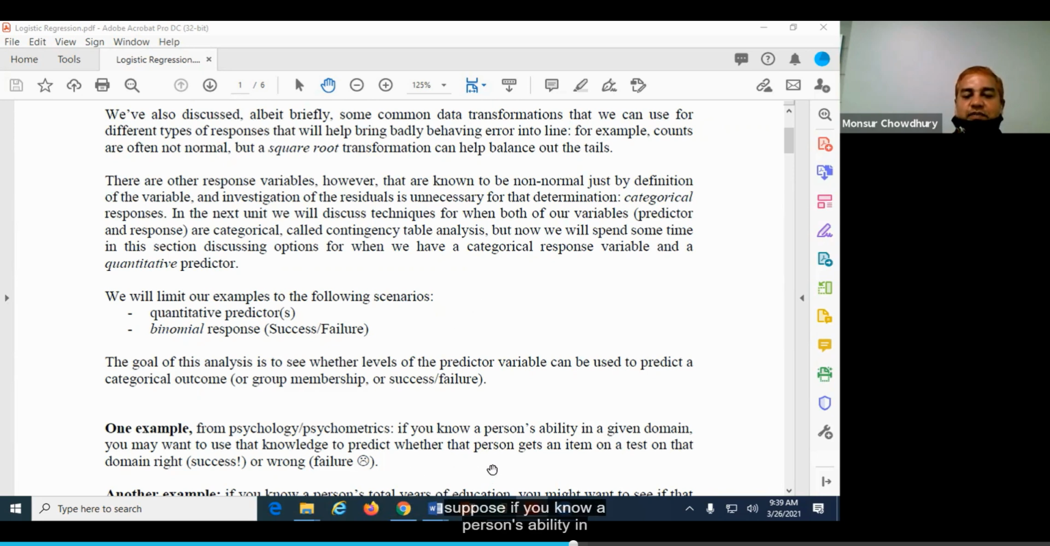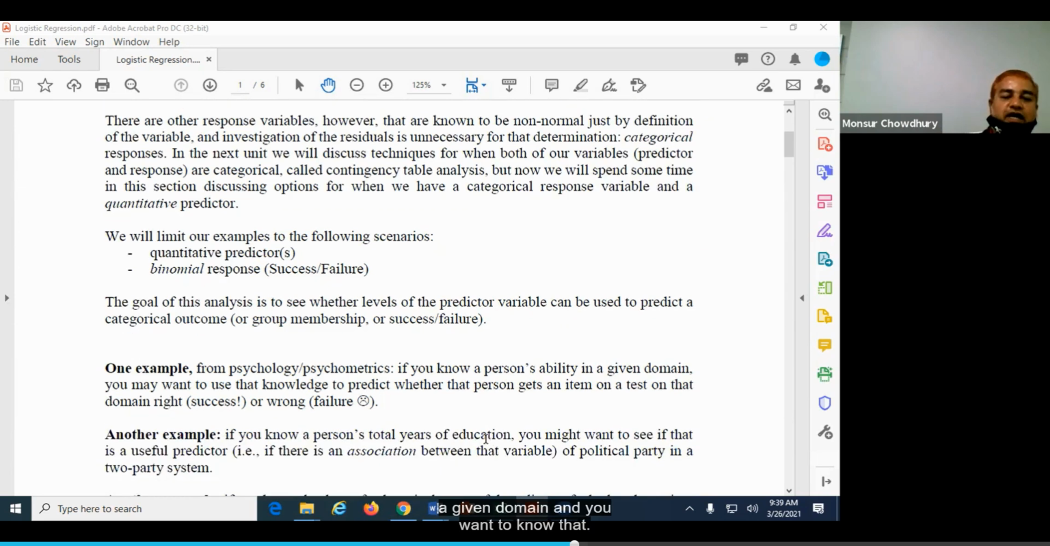Now there are many examples like this. Suppose you know a person's ability in a given domain, and you use that knowledge to predict whether that person gets an item on a test right or wrong. So we'd like to use the person's knowledge to predict whether the person can get a question or an item in the exam right or wrong. What is the chance the person will get this answer right, given that he has this knowledge? So this is what we'd like to predict here.